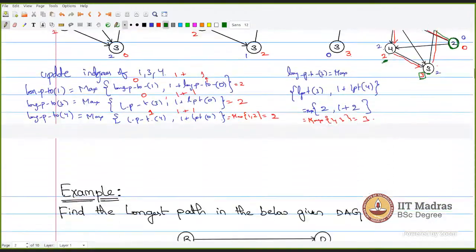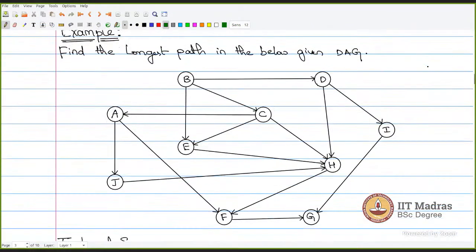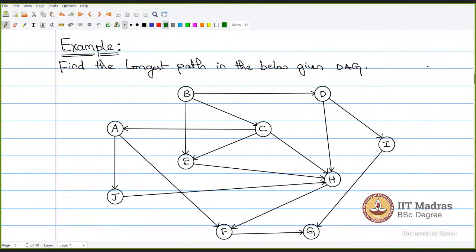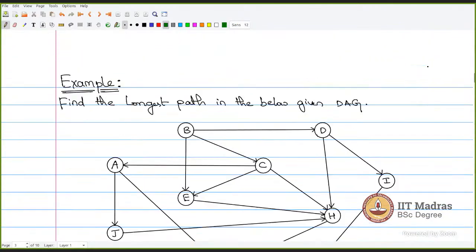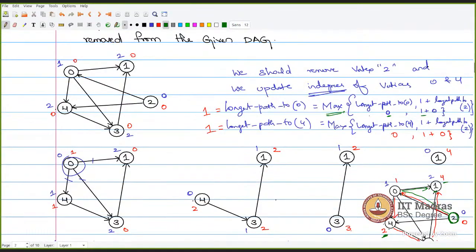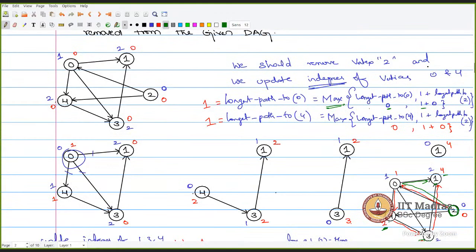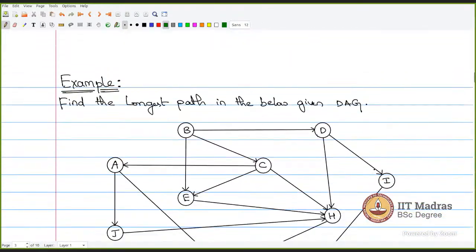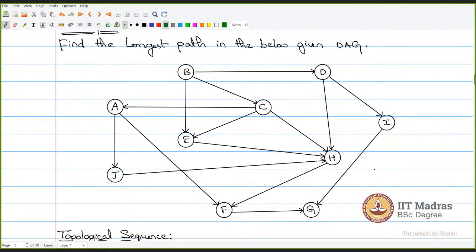So this is a smaller example. Let's take a big complicated one. For us, this is complicated. So we have 1, 2, 3, 4, 5, 6, 7, 8, 9, 10 vertices with us. Now we have to find the longest path in this particular DAG. Every time drawing this graph will not be possible, right? As there are only 5 vertices, you can draw this. What if there are 10 vertices like this? So what we have to do is repeat the same process.